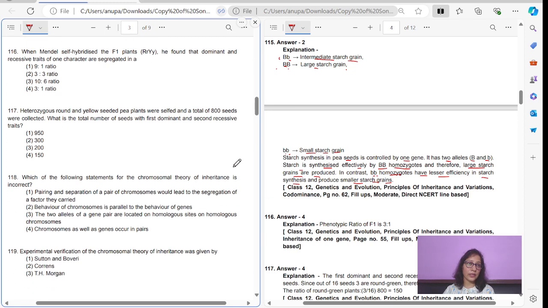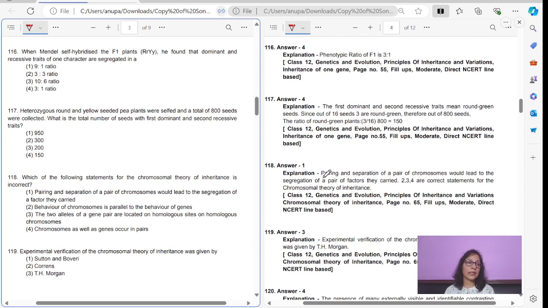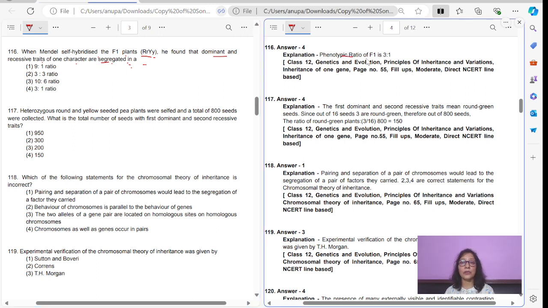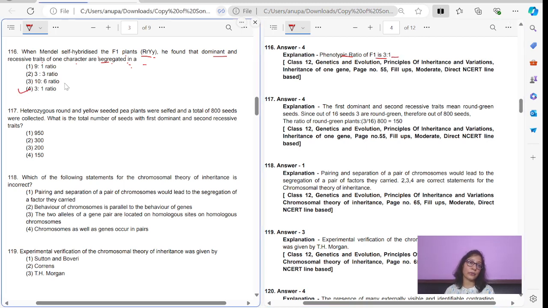Now let's move to the next question, that is question number 116. It states that when Mendel self-hybridized the F1 plants, that is RrYy, he found that dominant and recessive traits of one character are segregated in. So, when Mendel self-hybridized the F1 plants, the dominant and recessive traits of one character are segregated in a 3 is to 1 ratio. That is, the phenotypic ratio is 3 is to 1. So the correct answer will be option 4, 3 is to 1 ratio.